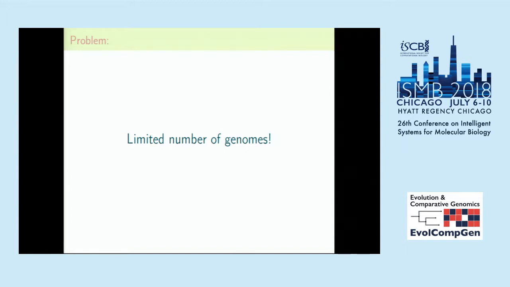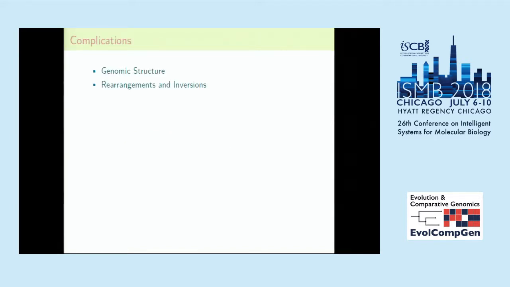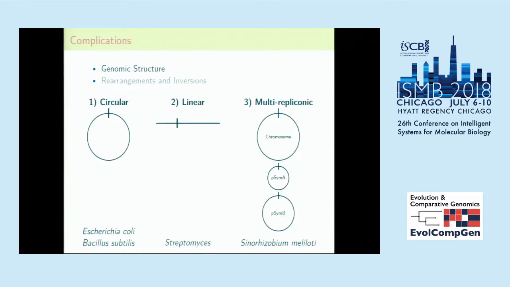Now, with the increase in sequencing data, we now have multiple genomes available, so we can increase this information and look at these trends with more genomes. However, when you increase the number of genomes or bacteria that you look at in a study, a number of complications arise. So we have varying genomic structures in bacteria. They can have their genomes organized into circular, linear, or multi-repliconic. And when you increase the number of bacteria that you look at, you increase the combinations of these genomic structures that you can have, which can complicate things.